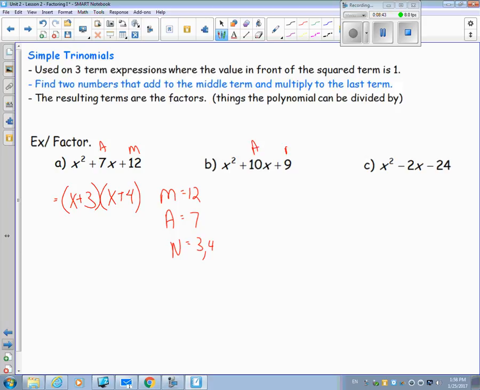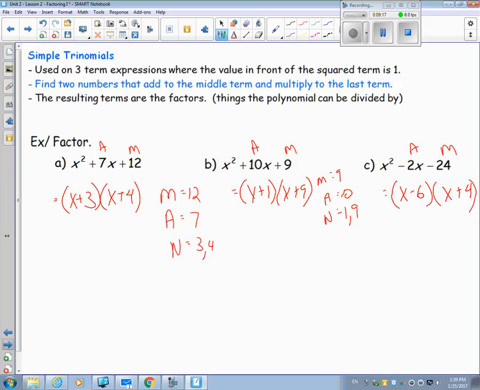Try the next one. It multiplies to 9 and adds to 10. The numbers that do that are 1 and 9. Now the order you put them in does not matter. You could put down x plus 1, x plus 9, or x plus 9, x plus 1. It doesn't make a difference. The signs are important, but the order does not matter. Try the next one. I want to multiply. I want to add. What does that? Well, to multiply to 24, I can use 6 and 4. To make that come out to negative 2, the 6 has to be negative, and the 4 has to be positive. There's my factoring done.